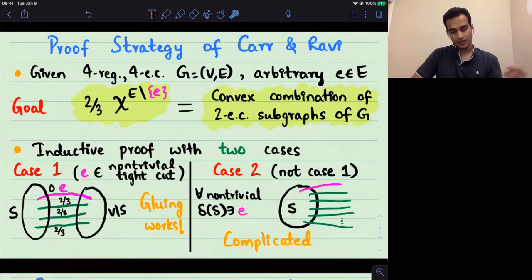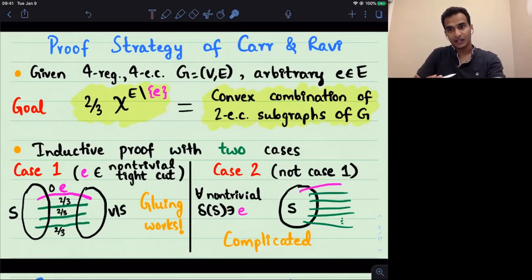In the first case, case 1 happens when E belongs to a non-trivial tight cut. It's shown in this figure. You have 3 other edges, and E crosses this cut. Observe that you can obtain 2 smaller instances of the problem by contracting each of these shores, and then recursively solving these problems.